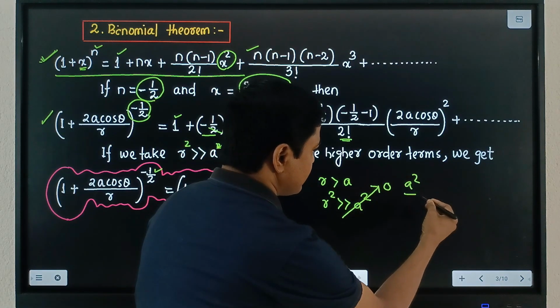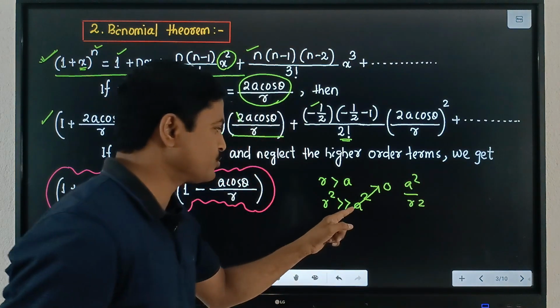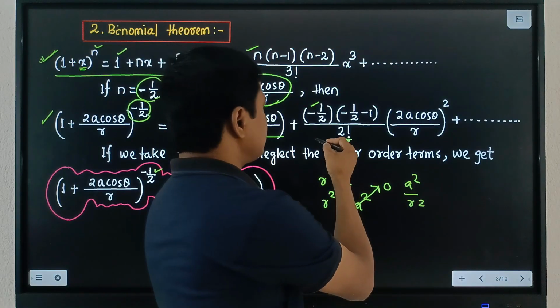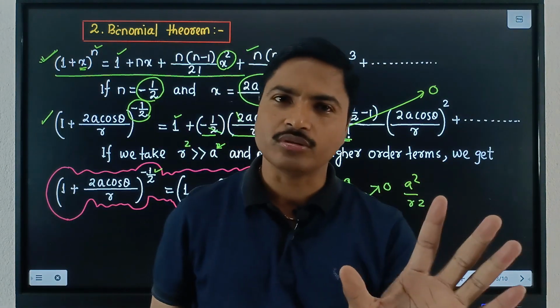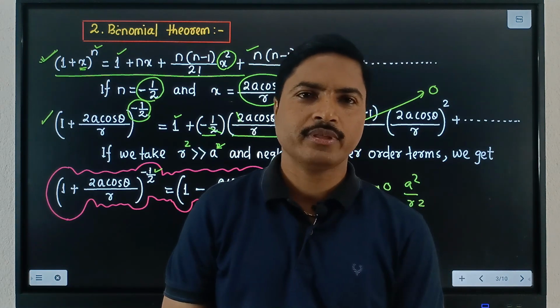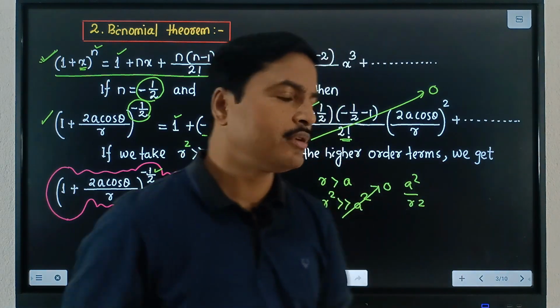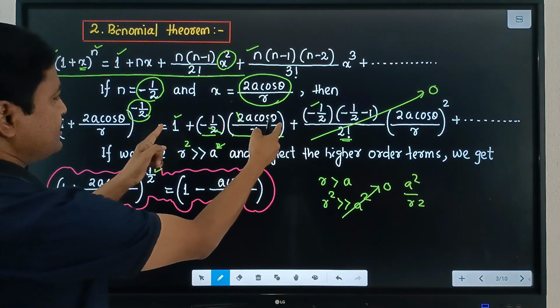A square divided by r square. And you know a square is approximately 0. So this term is a higher order term, which tends to 0. That means we neglect this higher order term. If we neglect the higher order term, only 2 terms are there. Only these 2 terms are there.